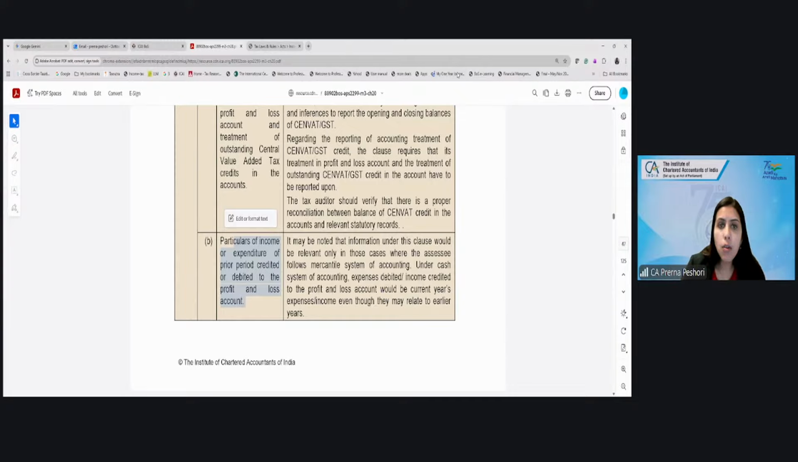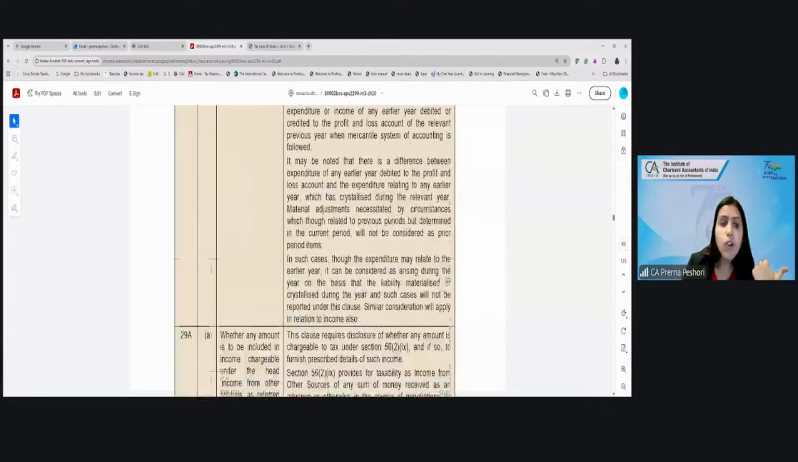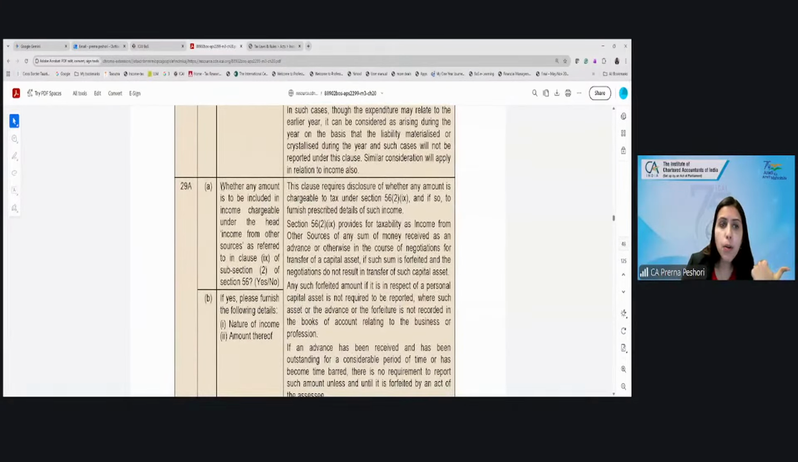Any questions, any doubt? If the expenditure is crystallizing during the current year, it is not prior period. But if it is pertaining to a prior period and debited in this year, then you need to report it over here. Then we have clause 29A, which is talking about whether any amount is to be included in income chargeable under the head income from other sources as referred to in clause 9 of sub-section 2 of section 56. What is 56(2)(ix)?